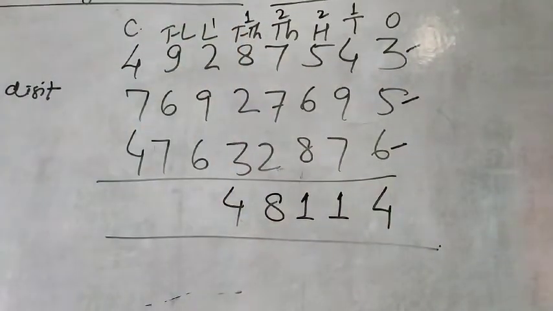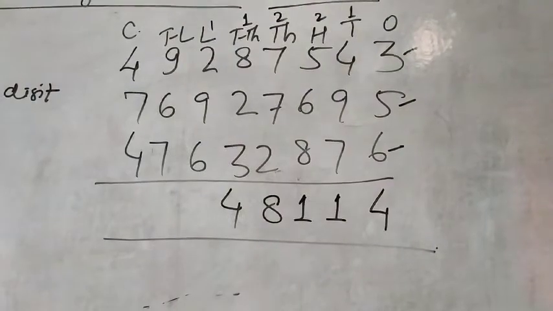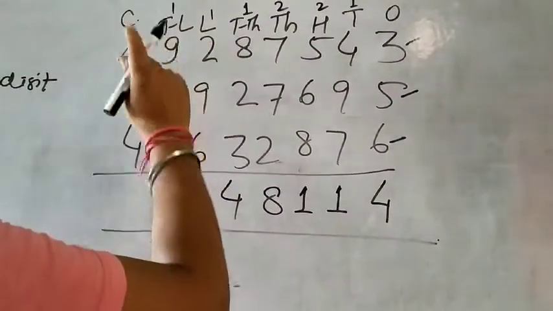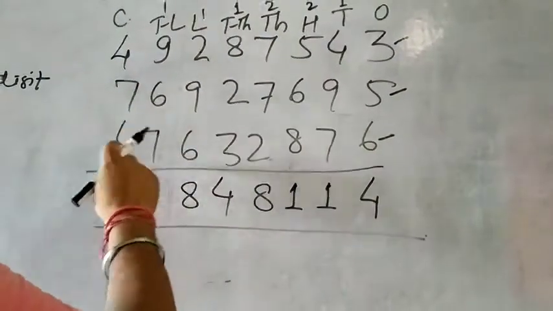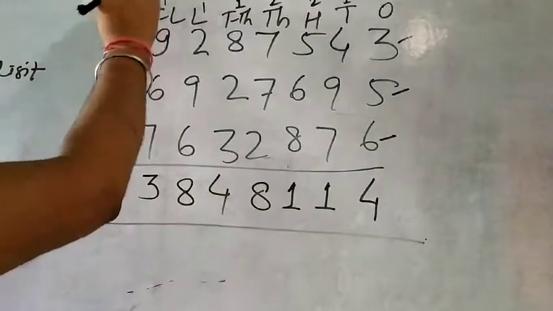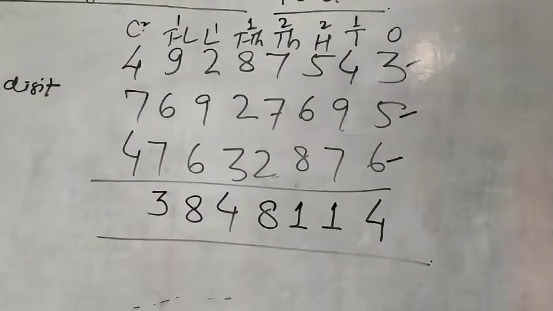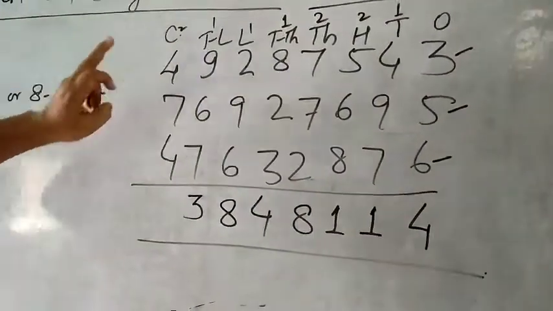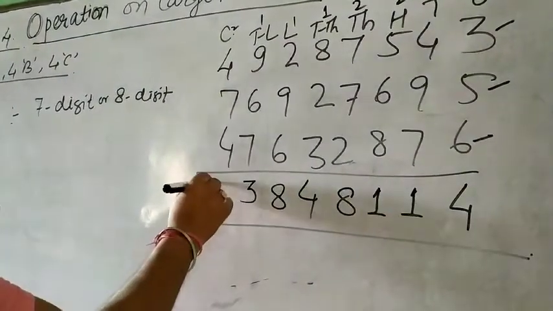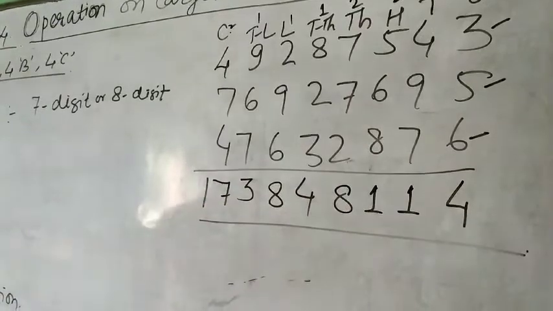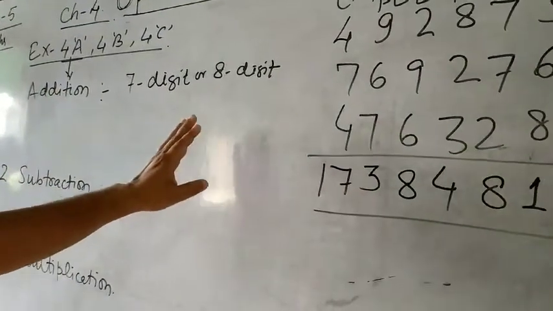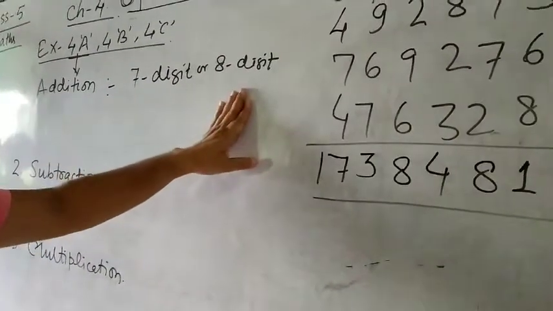1, 2 or 1, 3, 3 or 9, 12, 12 or 6, 18, we got 1. 9 or 1, 10, 10 or 6, 16, 16 or 7, 23, we got result 2 as a carry on. 4 or 2, 6, 6 or 4, 10, 10 or 7, 17, and that's our result. In this way, we can find the addition of 7 digit or 8 digit numbers.